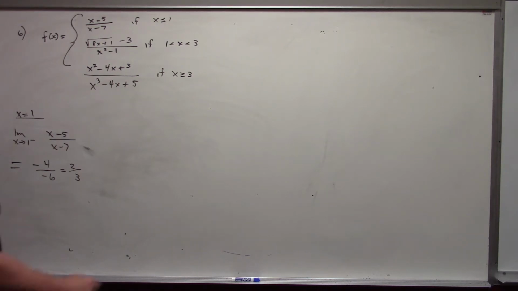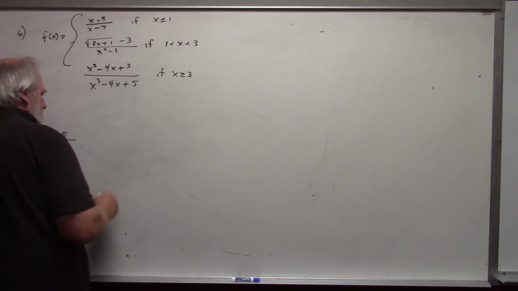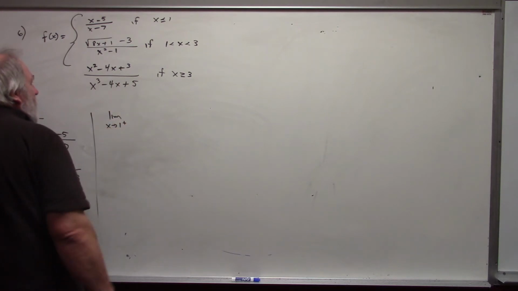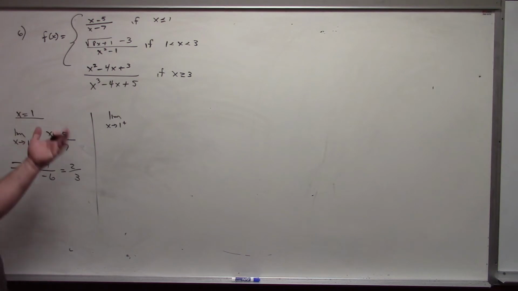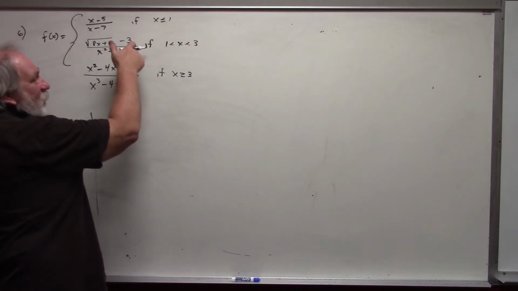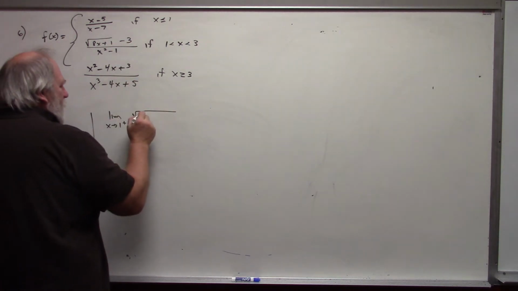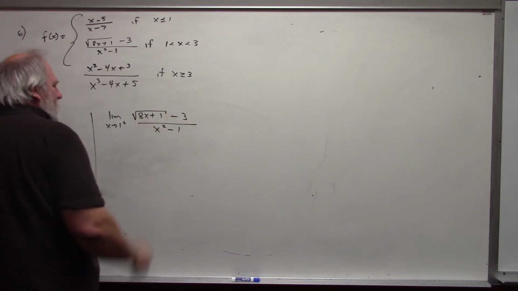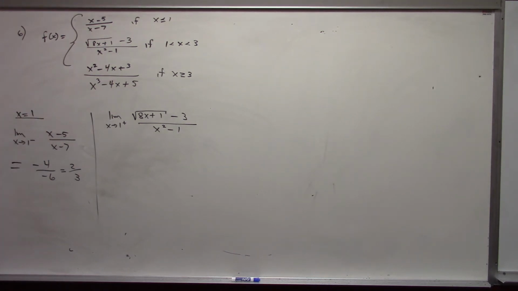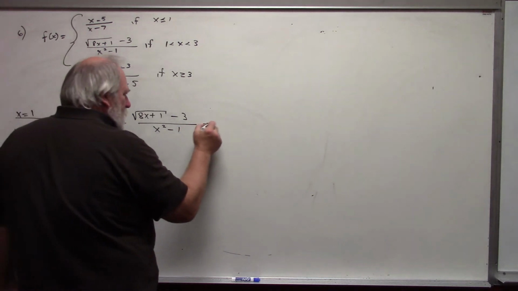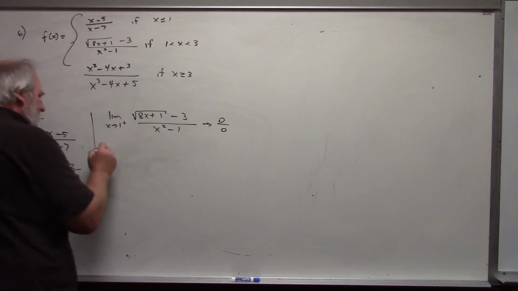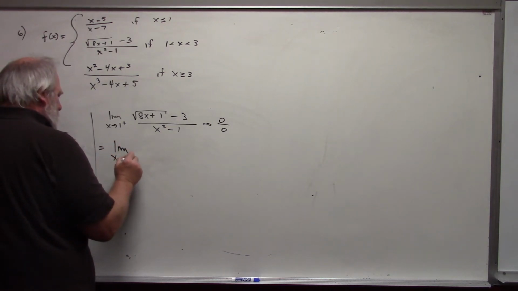The limit as x approaches 1 from the right. In this case, I need to consider values that are larger than 1, but close to 1. So I'm going to be dealing with this middle rule, square root of 8x plus 1 minus 3 over x squared minus 1. This is indeterminate. So I will have to do like you saw previously. We'll multiply by the conjugate. I will go through this a little bit quicker than I did with the other one.